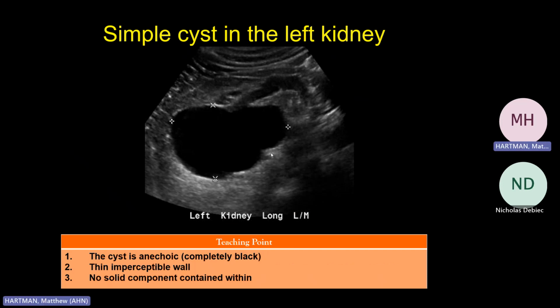Here is a renal lesion. It's completely anechoic. There's positive through transmission, thin imperceptible wall. This is a cyst or a bag of fluid.